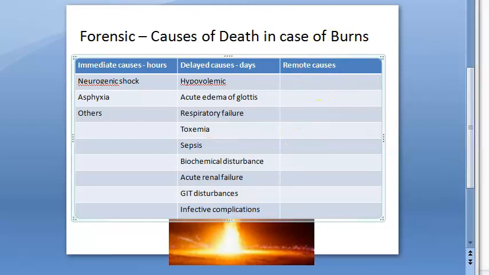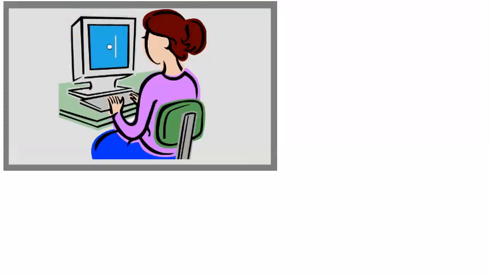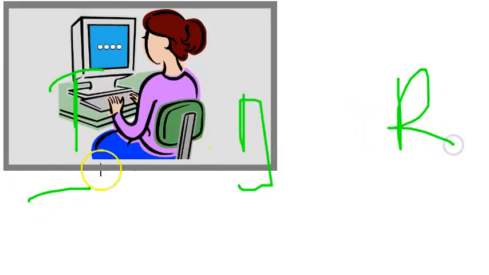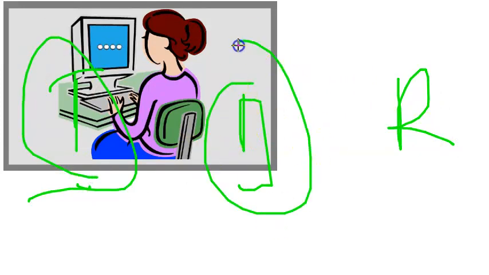Now guys, we will move on to the remote causes. Are you awake? So what are we looking at today? Burns, causes of death in burns. We have finished immediate causes, we have finished the delayed causes. Now we are going to remote causes. In immediate, what did you see? Neurogenic shock, asphyxia, others. In delayed, what did you see? Sepsis, toxemia, respiratory failure, acute edema of glottis, hypovolemic shock, biochemical disturbance, acute renal failure, gastrointestinal disturbances, infective complications. Sepsis mainly you can remember.